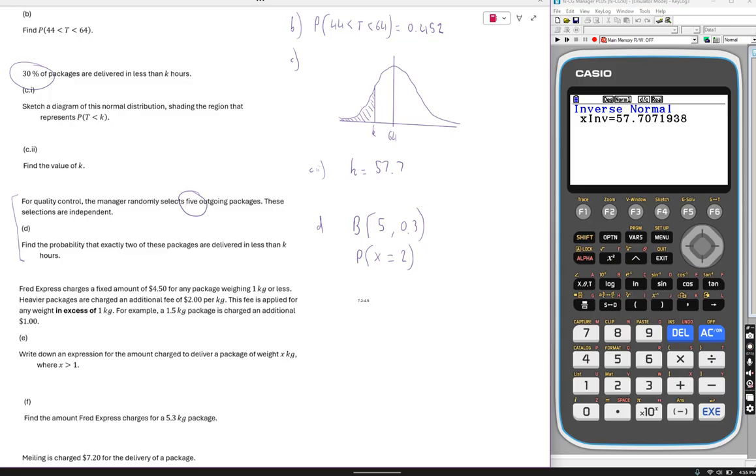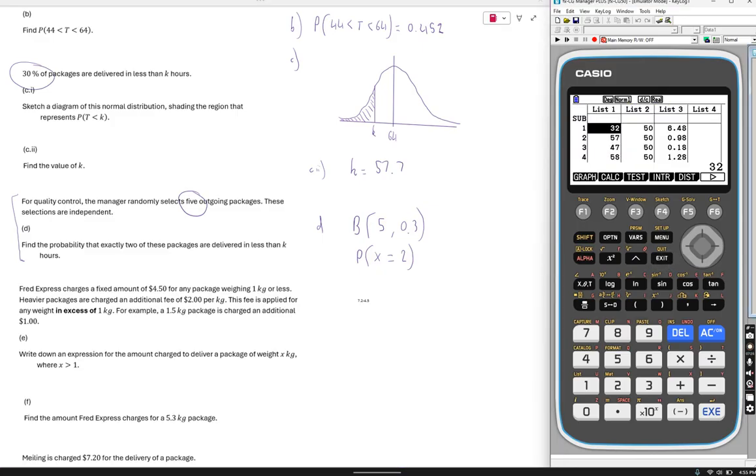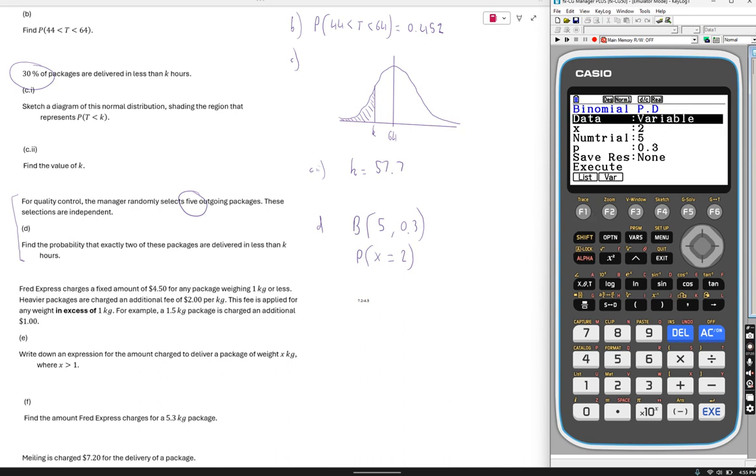Again, it says 2 of these packages are delivered in less than K hours. Now to my calculator. Exit back out. Distribution, binomial, BPD, we want X to be 2 from where I just wrote it down. We want the number of trials to be 5 because it says they are selecting 5 outgoing packages. We want the probability to be 0.3. Let's press execute and we get that as a number.